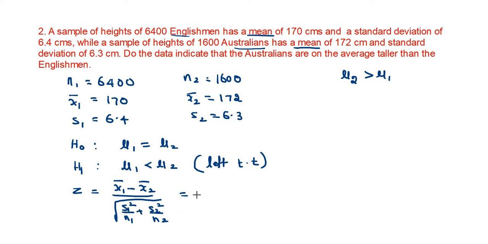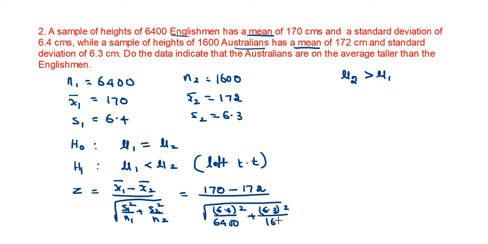X1 bar is 170 minus X2 bar is 172 by root of S1 square is 6.4 the whole square by N1 6400 plus S2 square is 6.3 the whole square by N2 is 1600. Now we'll find this value.